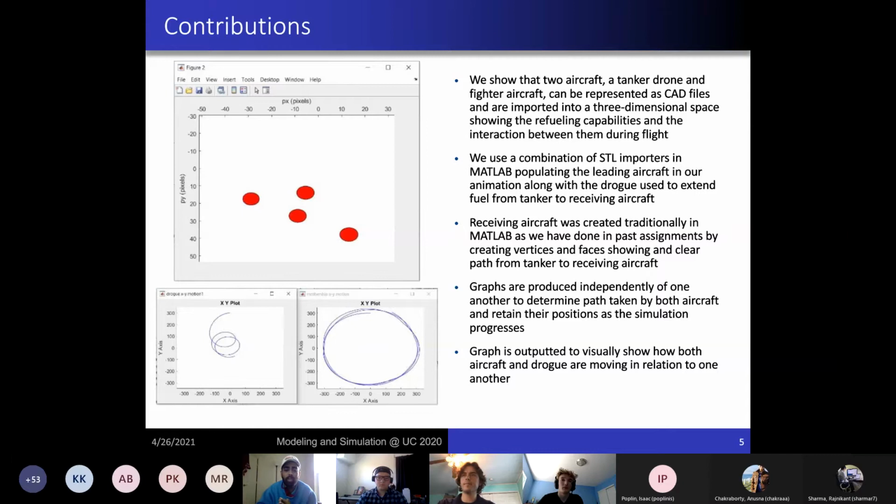And the graphs here were produced independently of one another. They model the XY position of the mothership aircraft, or the tanker, as I've been referring to it. We also have a plot here referring to the XY position of the drogue. And above that, we have all four bodies interacting in relation to each other in the simulation as a whole.